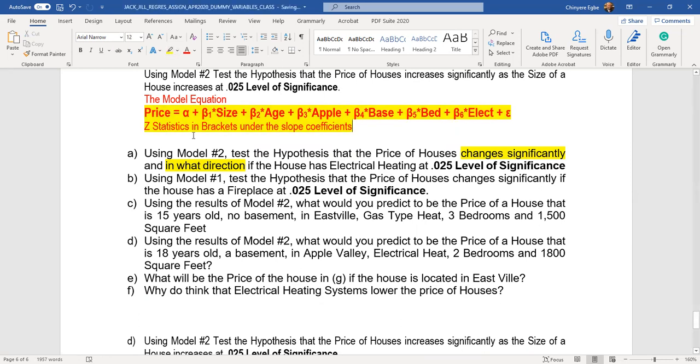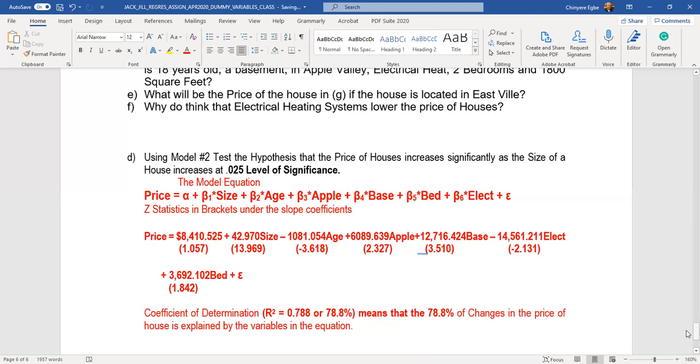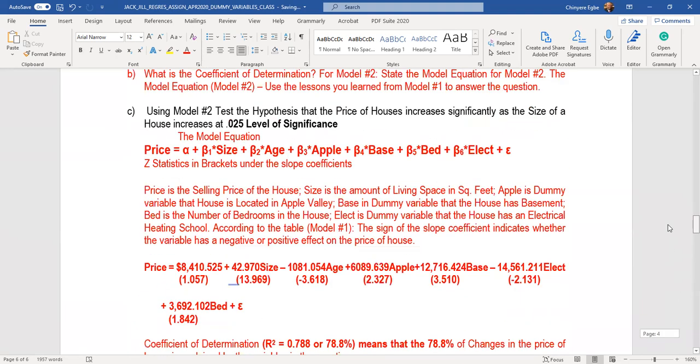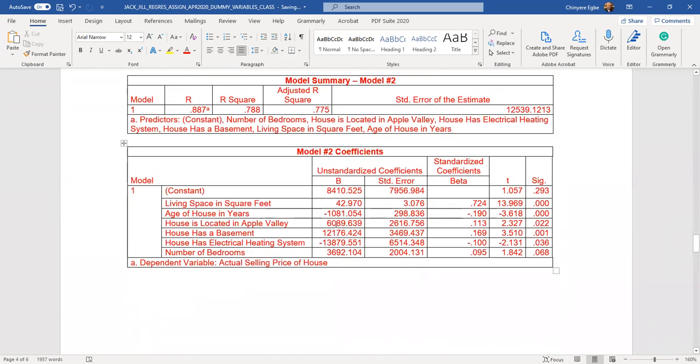And it says Z statistics in brackets under the slope. Okay, this is model number 2. And so I put up model number 2 here. So this is the model. And that model equation here comes from the printout. You see model number 2. So you use these numbers. These are the numbers that make up that equation.